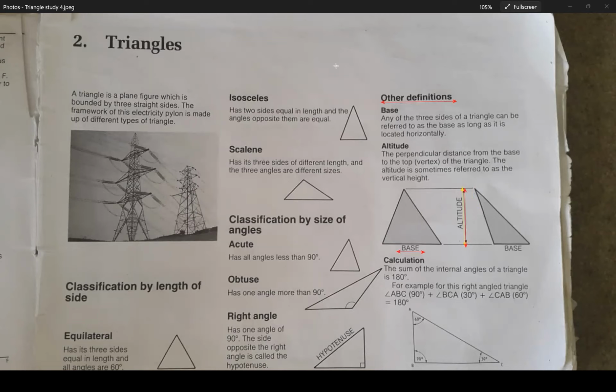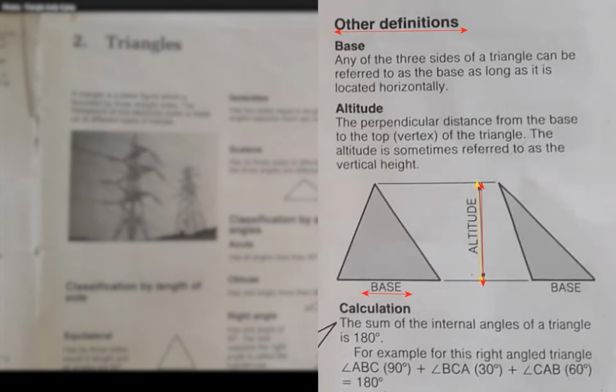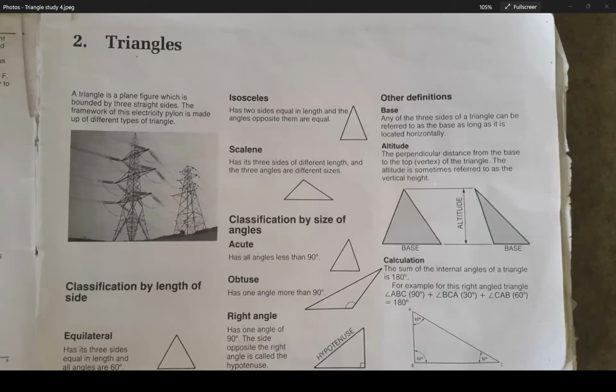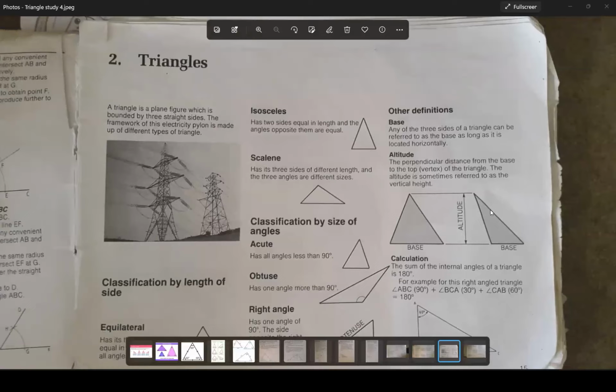So what is the base? Any of the three sides of a triangle can be referred to as the base, as long as it is located horizontally, right? What is the altitude? The perpendicular distance from the base to the top vertex of the triangle. The altitude is sometimes referred to as the vertical height. So these are some terms that I just wanted to get out of the way before we proceed today.